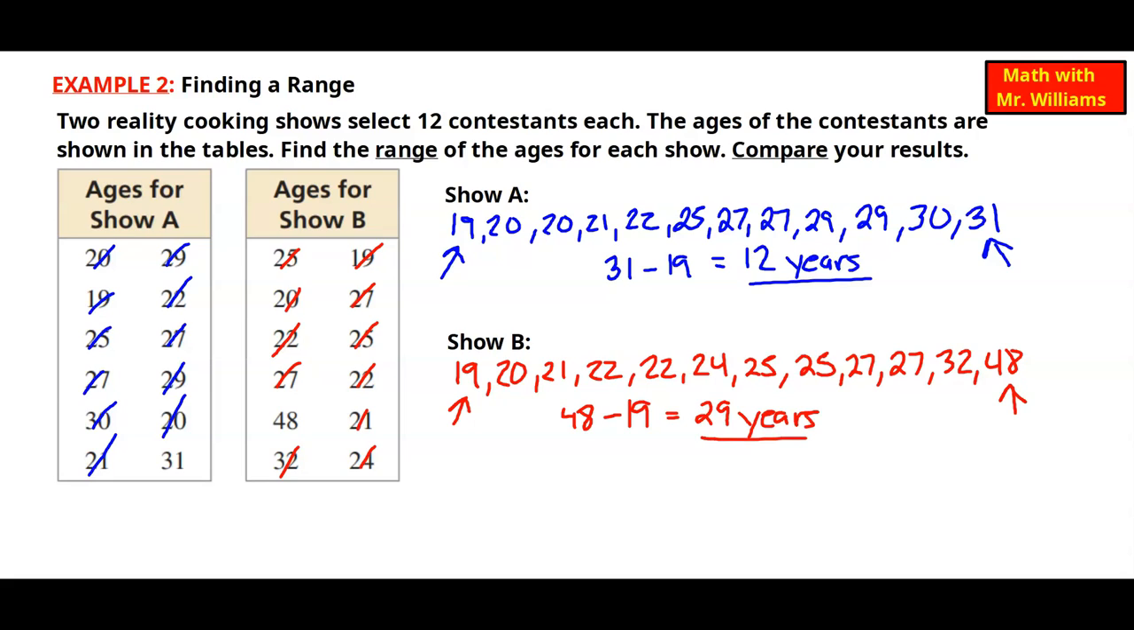So the range of the ages for show A is 12 years, and the range of the ages for show B is 29 years. So the ages for show B are more spread out than show A.